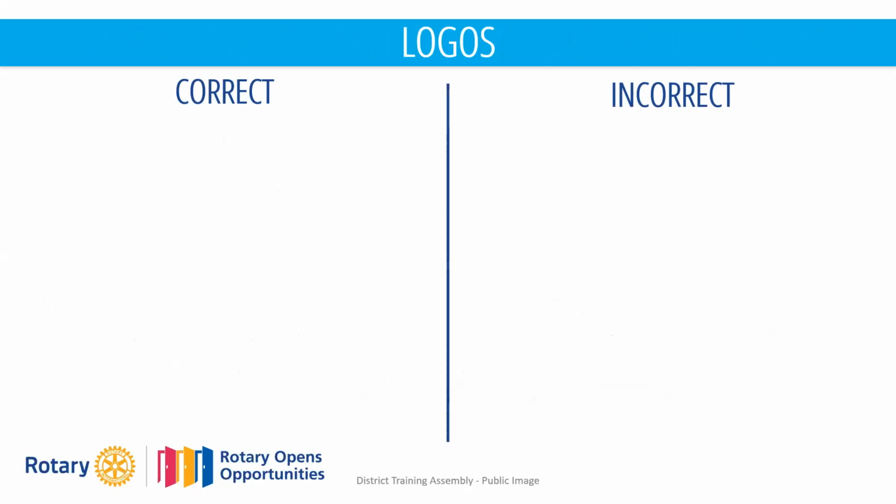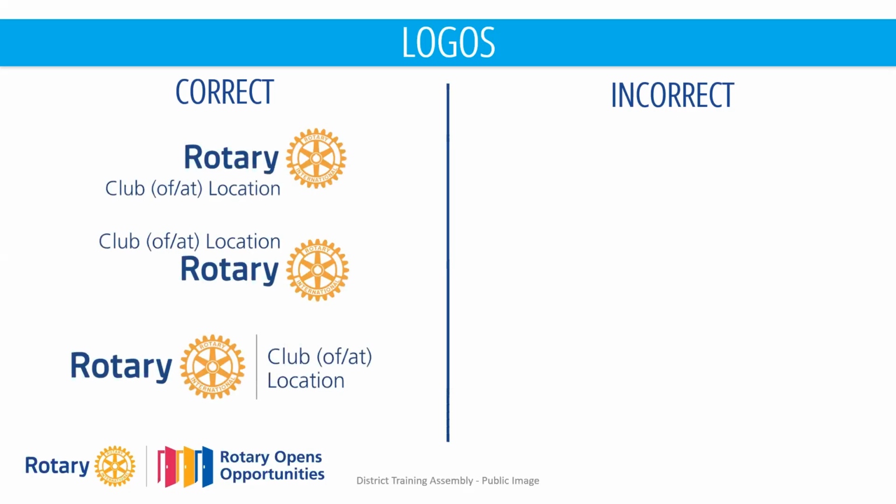The current Rotary logo was introduced in October of 2013, over 6 years ago. If your club is still using the old logo, please make sure you update it. You can do this in the brand center at my.rotary.org, and if you need help, please let me know. We'll also do a short tutorial on how to create your logo here today.